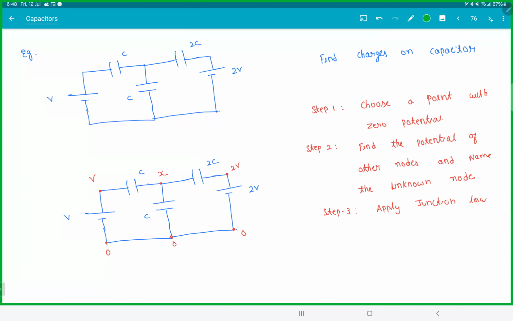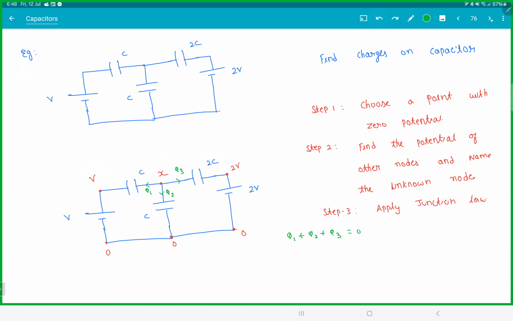Now, I will assume this guy is Q1, this guy is Q2, this guy is Q3. That is just for the name of the symbols. It really doesn't matter. So Q1 plus Q2 plus Q3 is 0 because no charge can leave the things. What is Q1? Capacitance into potential difference.